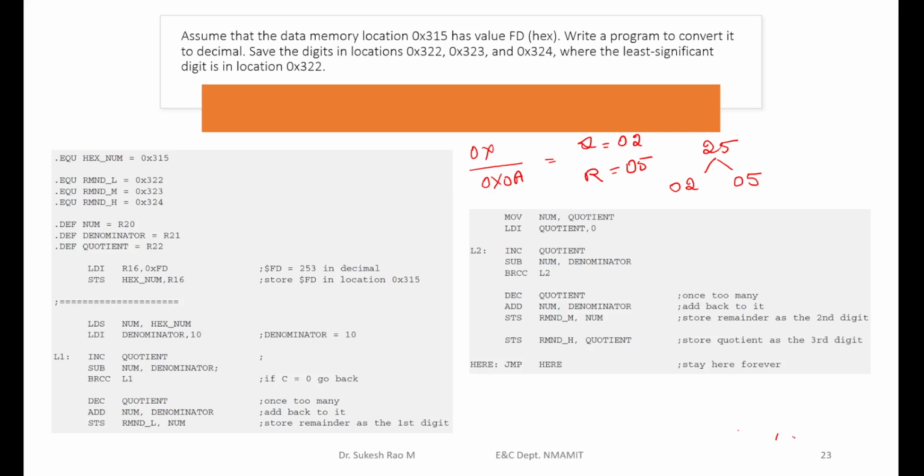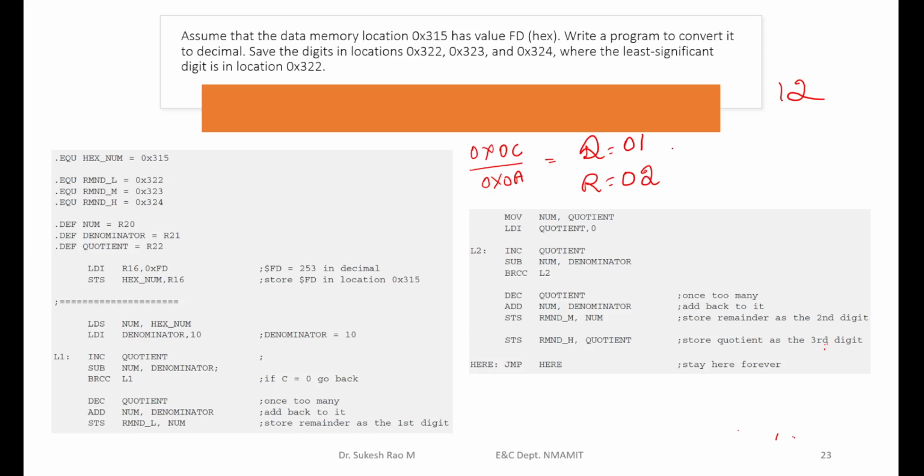Any number you can take. For example, let me take another example, 0c. Now how do I compose it? You know that 0c is actually 12, right? 0c is nothing but 12. So if you divide, then the quotient and remainder, you will see the quotient will be 1 and the remainder is going to be 2.